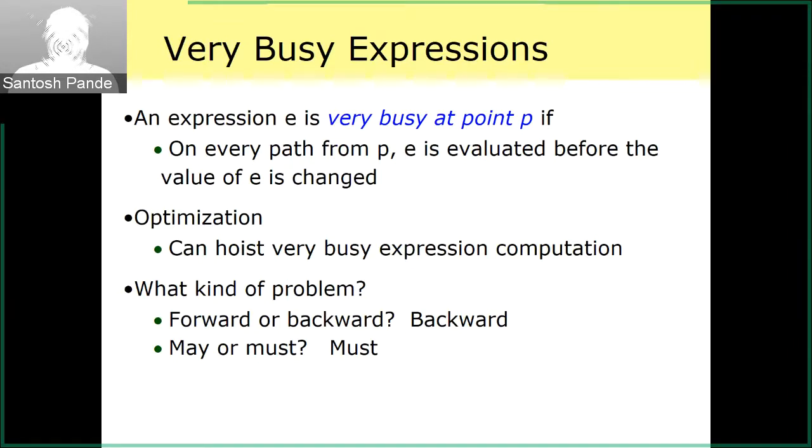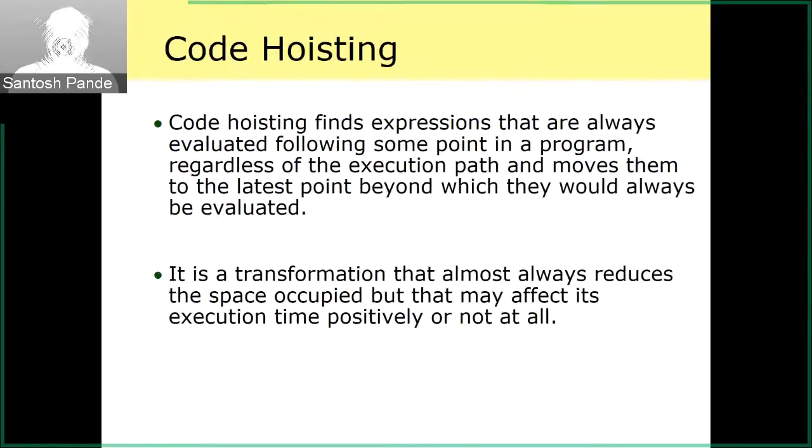The difference between liveness and very busy, however, is that in case of liveness, we want to find out if it is used along some path. If it is used along some path, then it is live, and that's the main information. Whereas in this case, an expression is very busy if it's must information, that is, it is evaluated along all the paths. So a lot of space reduction, as I was saying, was the goal of this.